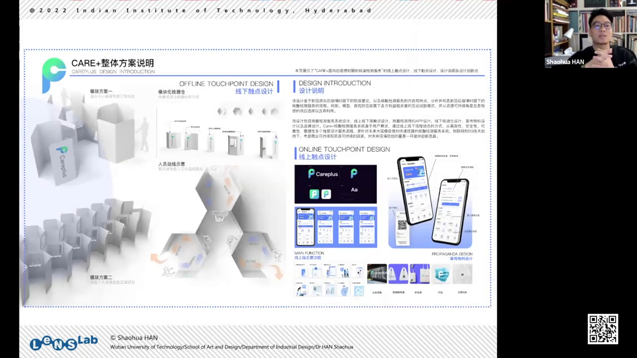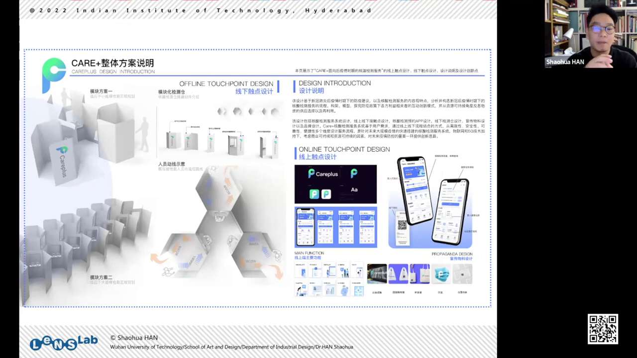Okay. There's some examples of my students' designs about the sustainable product service system. And this design, I'm also very sorry about this, it's not in English, but we got a video in English, okay? So I'll make a very brief introduction of the project. The name of the project of this solution is Care Plus Design. They call this Care Plus.